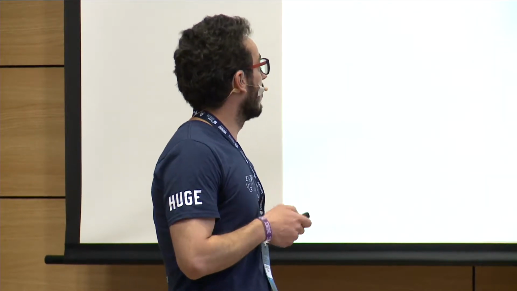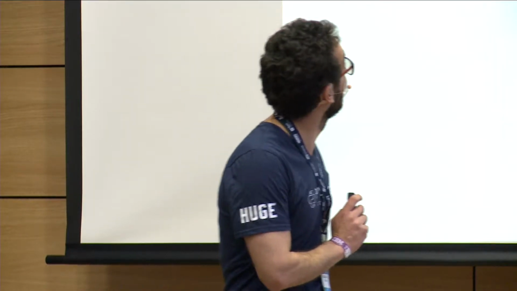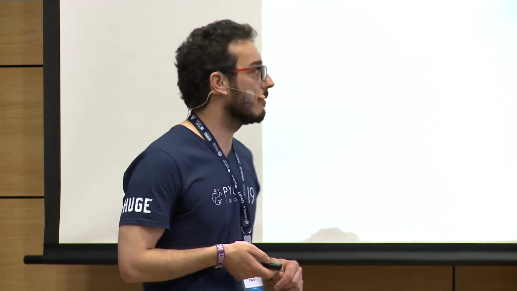Okay, so let's start. Here, for the model we had to train, we have available 700,000 resumes and job titles. Of those job titles, 92,000 are unique. If you clean them up and remove some useless words and so on, we get down to 72,000. And we have almost 200,000 distinct words.